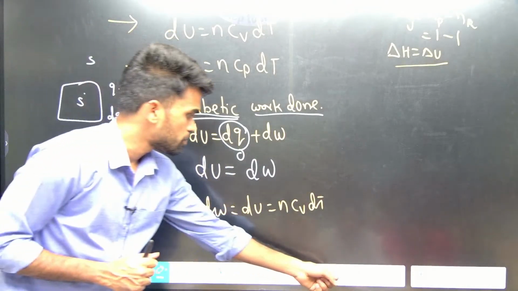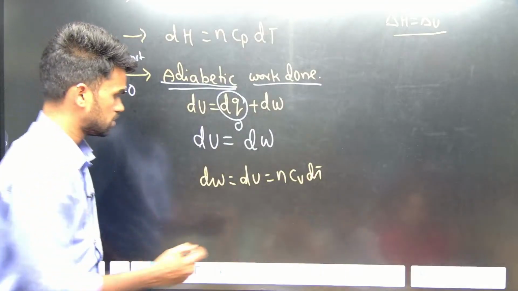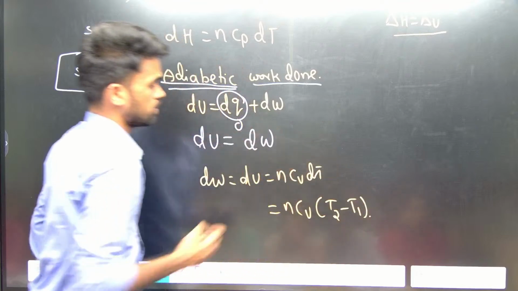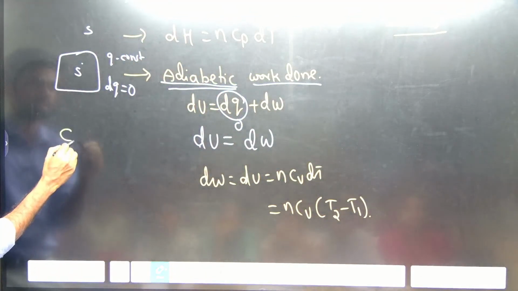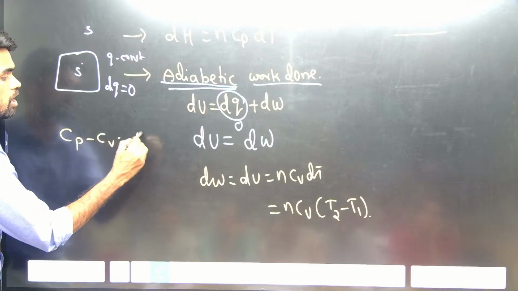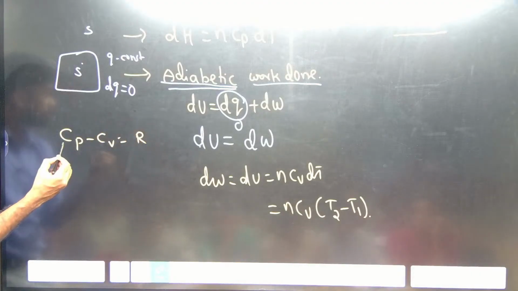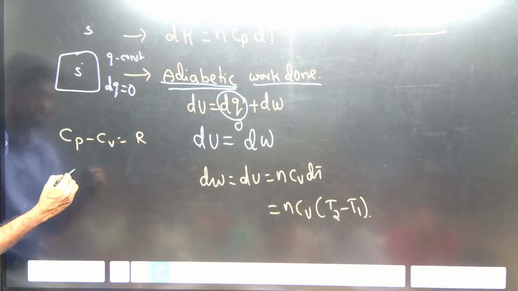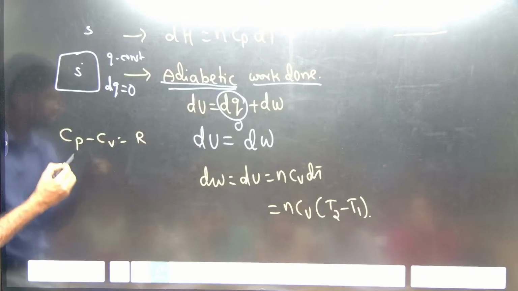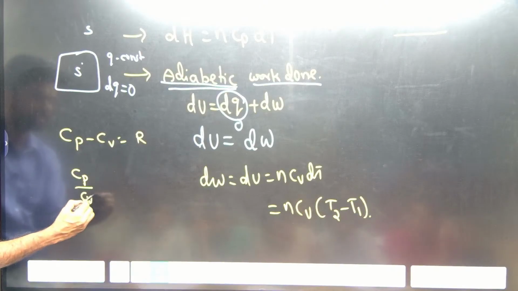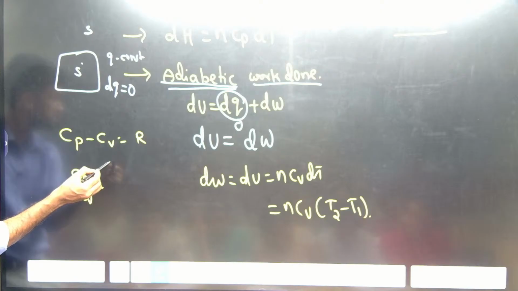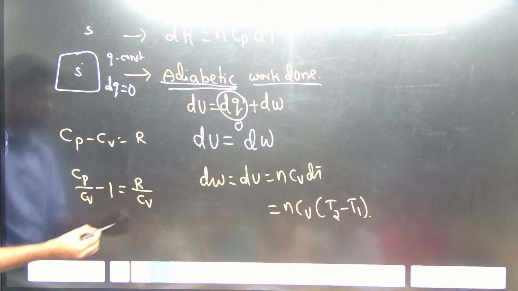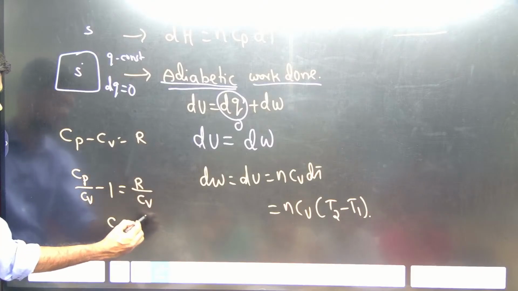Now what does this dT mean? Cv (T2 minus T1). Next, what about the Cp Cv relation? Cp minus Cv equals R. Now we get something like Poisson's ratio. What is that Poisson's ratio? Cp by Cv. So I am dividing the equation by Cv. What happens? Cp by Cv minus Cv by Cv, which is 1, equals R by Cv. From this I am writing Cv equals R.